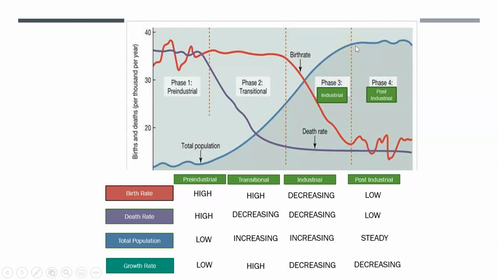When we reach phase 4, or a post-industrial country, such as the US or Japan or many countries in the UK, we see a steady to almost decreasing total population, and the growth rate has greatly slowed down. This is because post-industrial countries typically have family planning, females have a higher status in the population, and they're more well educated, so they're waiting longer to have children. There's better health care, we have reliable food, and we see this stable population growth.